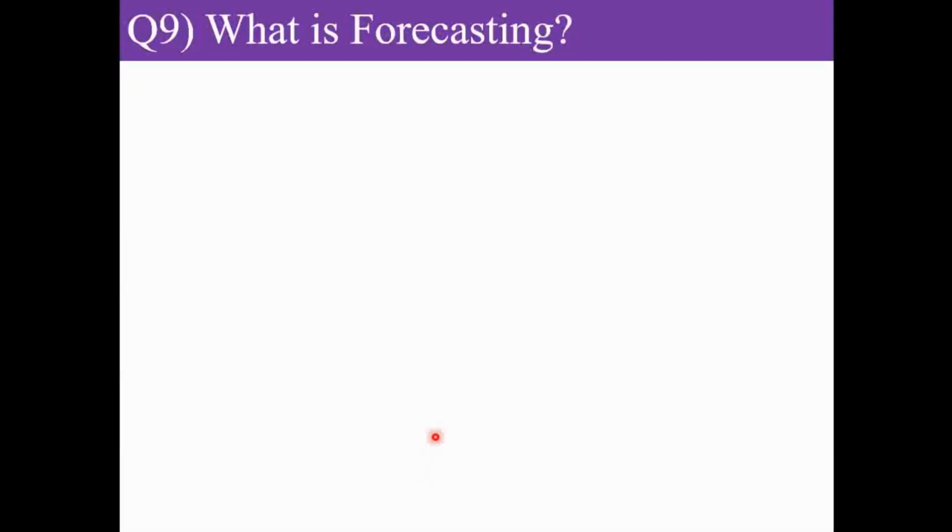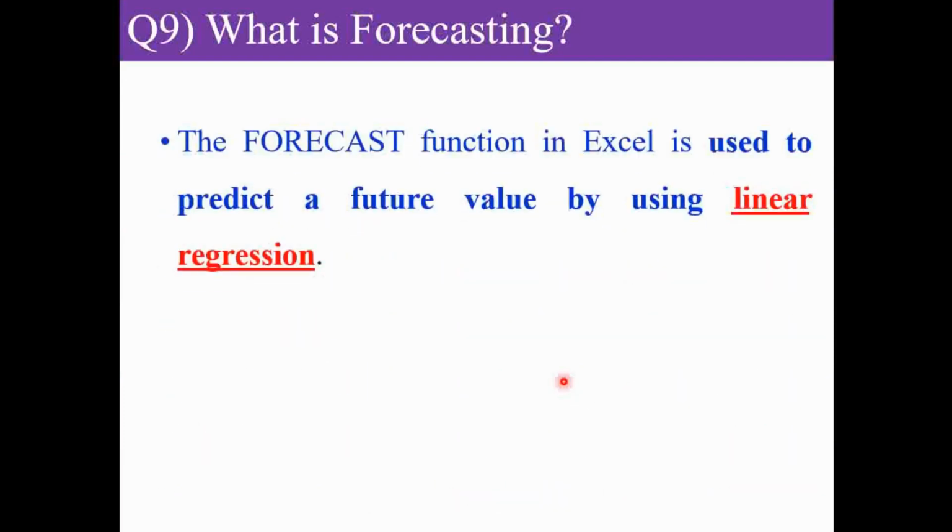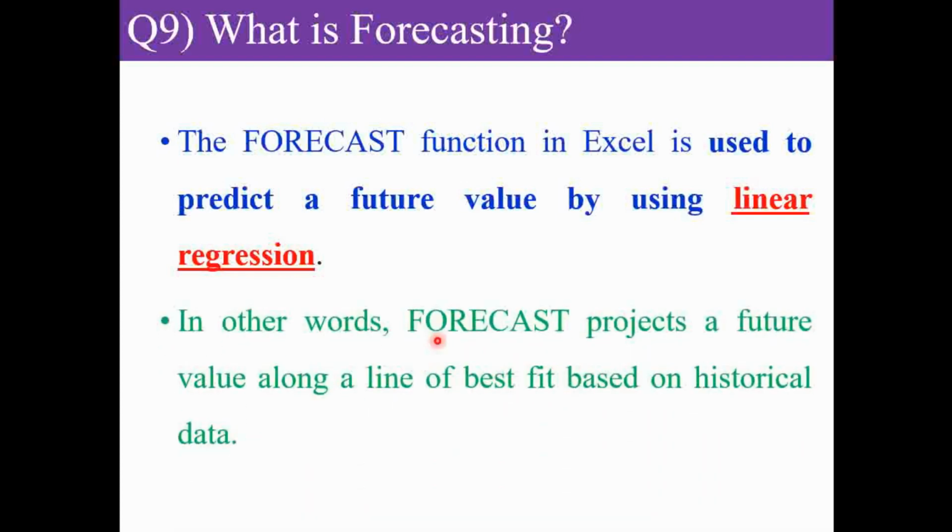Next question. What is forecasting? Forecasting is one type of function in Excel. The forecast function in Excel is used to predict a future value by using linear regression. While using the forecasting function, linear regression happens at the back end, and we find the future values of a particular share price, weather forecast, or score forecast. In other words, forecast projects a future value along a line of best fit based on historical data.